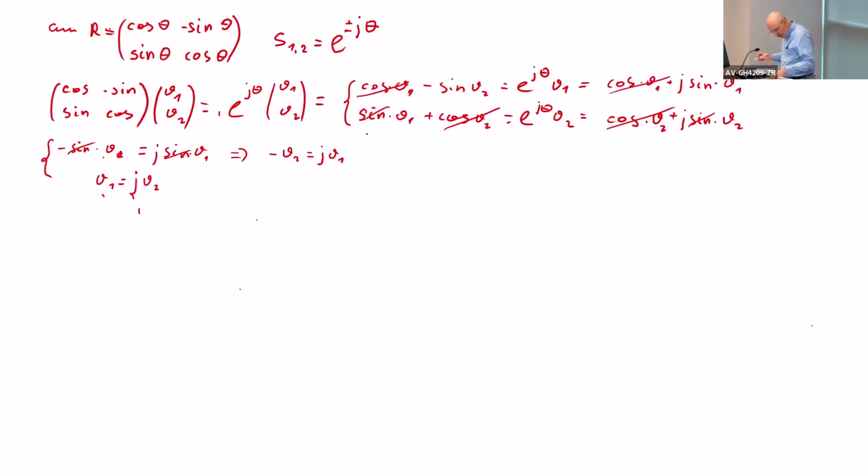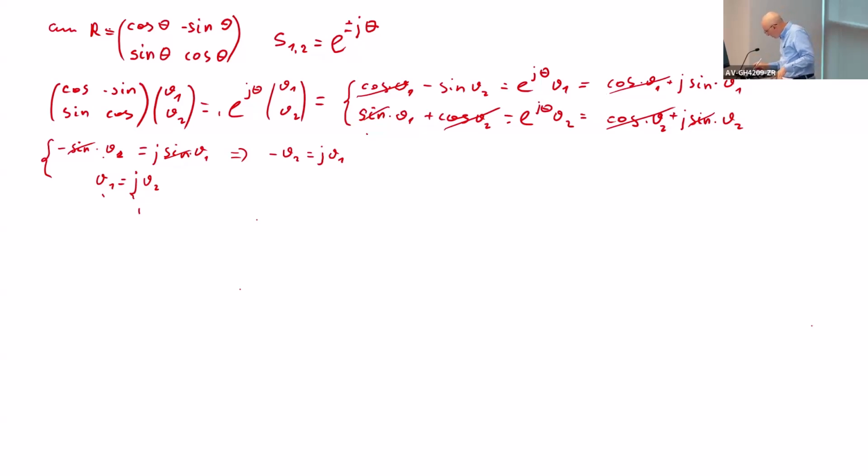Something is wrong with my first one, it's incorrect here. Just a second. v1 cancels v1, you get minus v2 equals j v1. That's correct. And v1 equals j v2. That's correct.